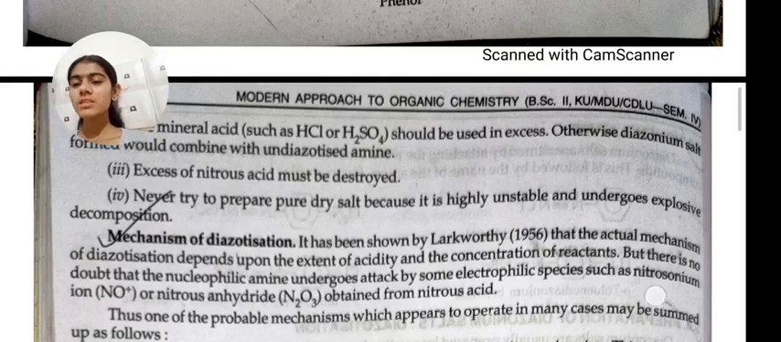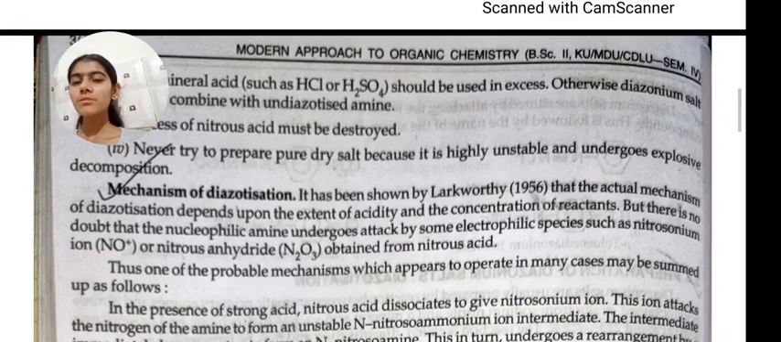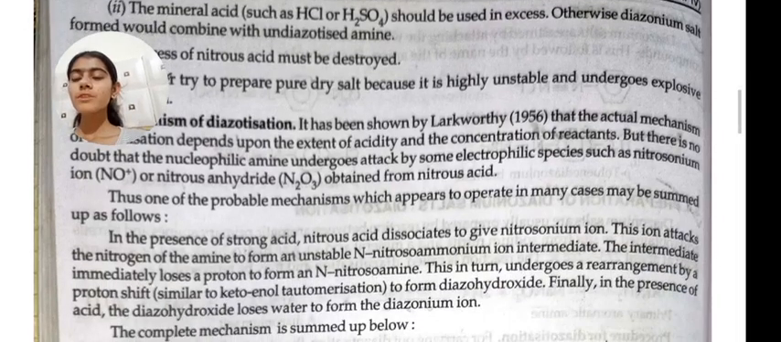Mechanism of diazotization. It has been shown by Lamberthy that the actual mechanism of diazotization depends upon the extent of acidity and the concentration of reactants. But there is no doubt that the nucleophilic amine undergoes attack by some electrophilic species, such as nitrosonium ion NO+ or nitrous anhydride N2O3 obtained from nitrous acid. Thus, one of the probable mechanisms which appear to operate in many cases may be summed up as follows.